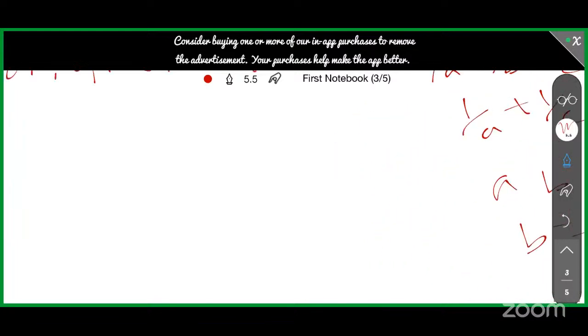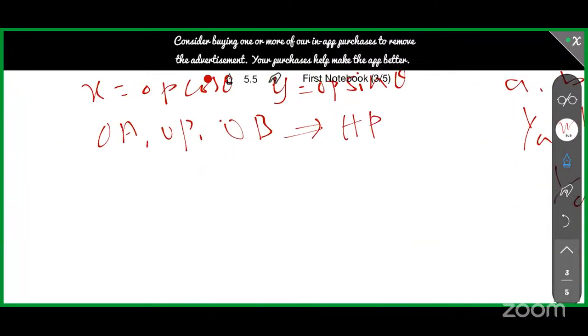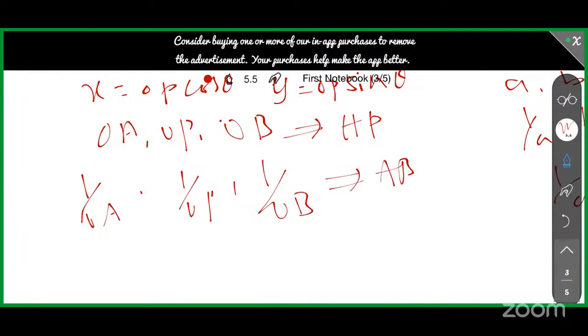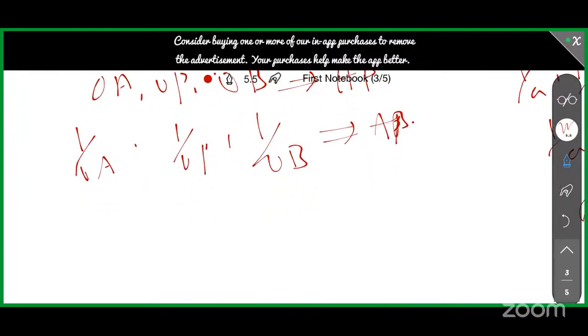Now the same concept. What is happening here? They are telling OA, OP, OB are in HP. That means 1 by OA, 1 by OP, 1 by OB are in AP. From this, if I take the concept of arithmetic mean, therefore 2 by OP is equal to 1 by OA plus 1 by OB. Correct?